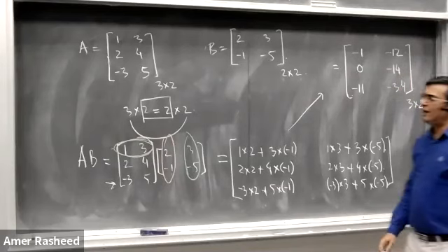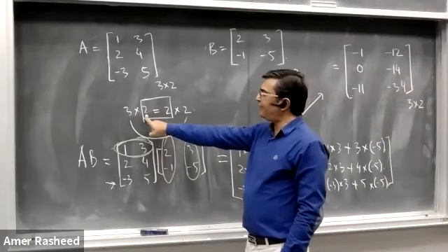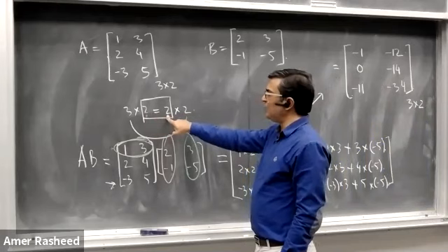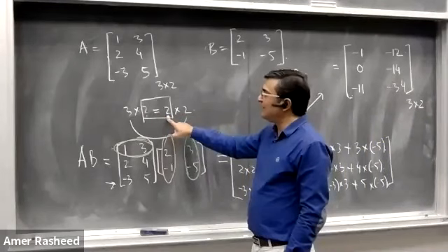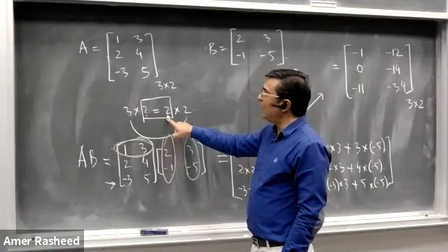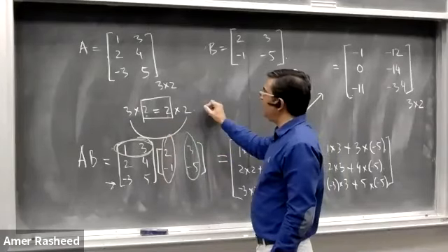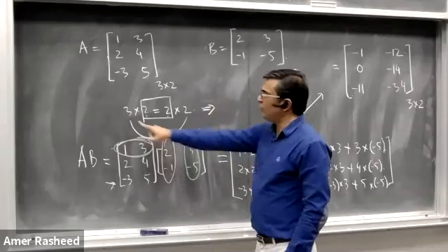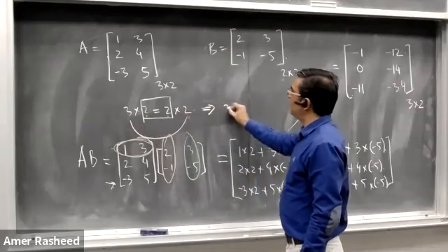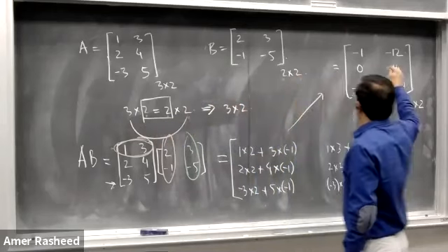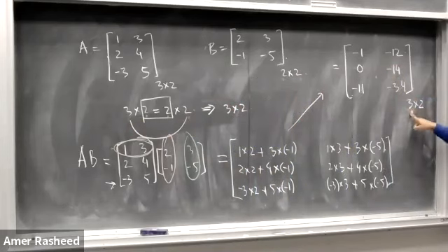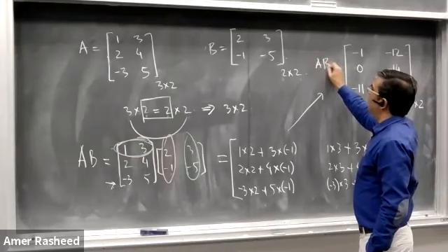2. So I told you, if the columns of the first matrix are equal to the rows of the second matrix, the matrices are multiplicable, and the resulting matrix after the multiplication we obtain is of order 3 cross 2. So this matrix is, in fact, of order 3 cross 2. So it is the correct multiplication. So this is basically A into B.